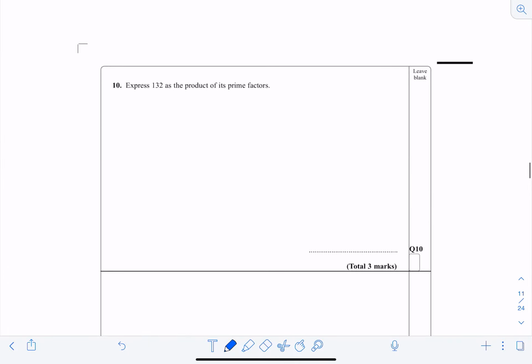Express 132 as a product of its prime factors. 132 is 2 times 66. 66 is 2 times 33. 33 is 3 times 11. And that's a prime number, that's a prime number, that's a prime number, and that's a prime number. So if I do 2 times 2 times 3 times 11, that will give me the answer that I want.